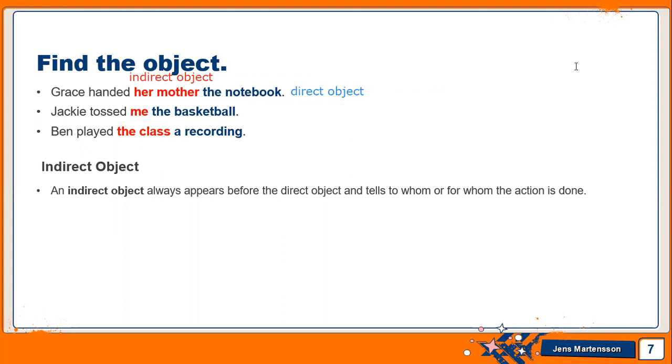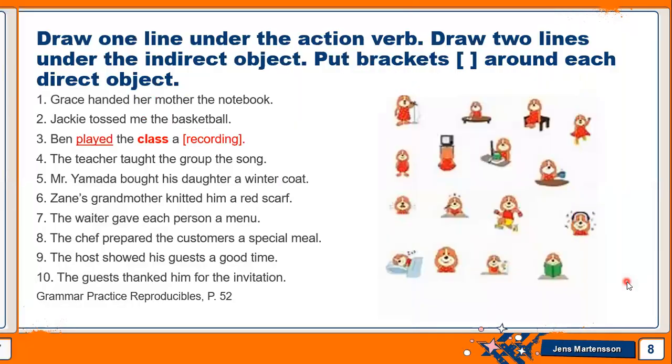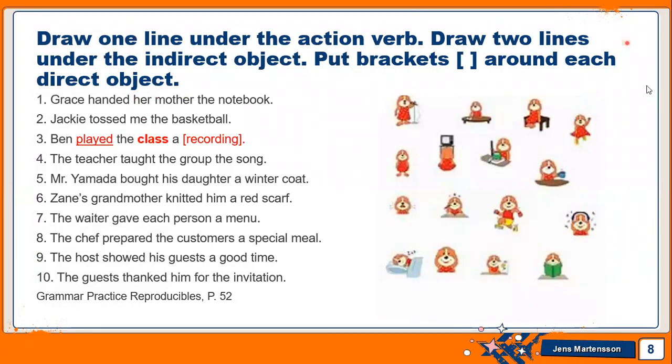All right, let's clear the typings and move to the second slide. Now we have to practice what we learned. You need to draw one line under the action verb, two lines under the indirect object, and put brackets around the direct object. I have an example here already for you.